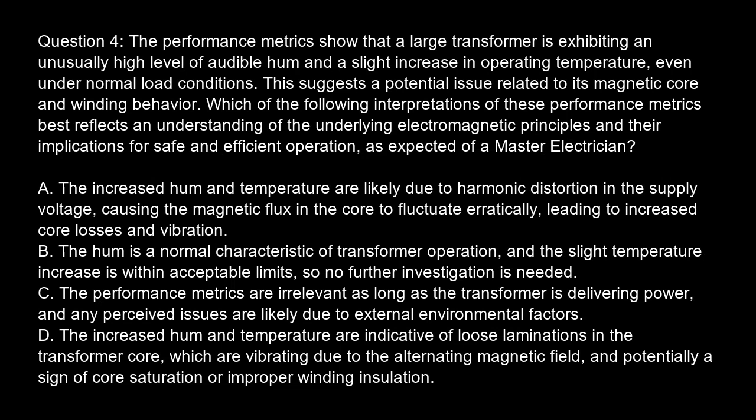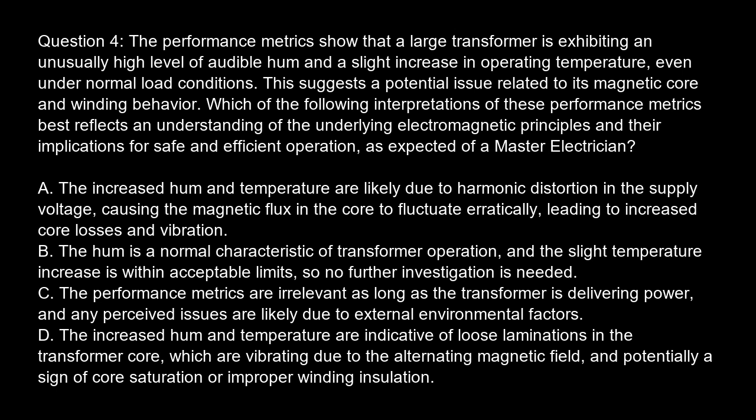Question 4. The performance metrics show that a large transformer is exhibiting an unusually high level of audible hum and a slight increase in operating temperature, even under normal load conditions. This suggests a potential issue related to its magnetic core and winding behavior. Which of the following interpretations of these performance metrics best reflects an understanding of the underlying electromagnetic principles and their implications for safe and efficient operation, as expected of a master electrician?